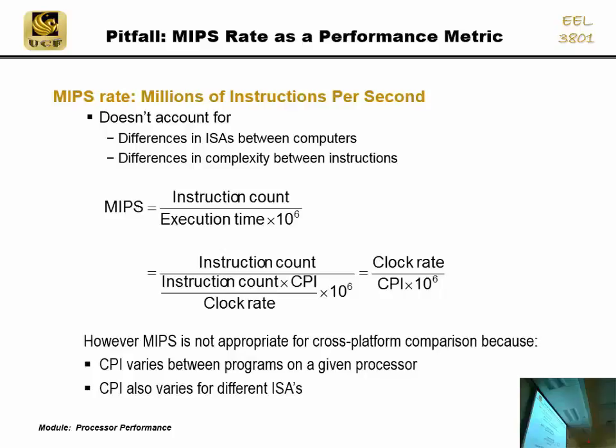Again, this is just writing it as an equation. Instruction count divided by execution time is instructions per time or instructions per second. This is giving us the millions.